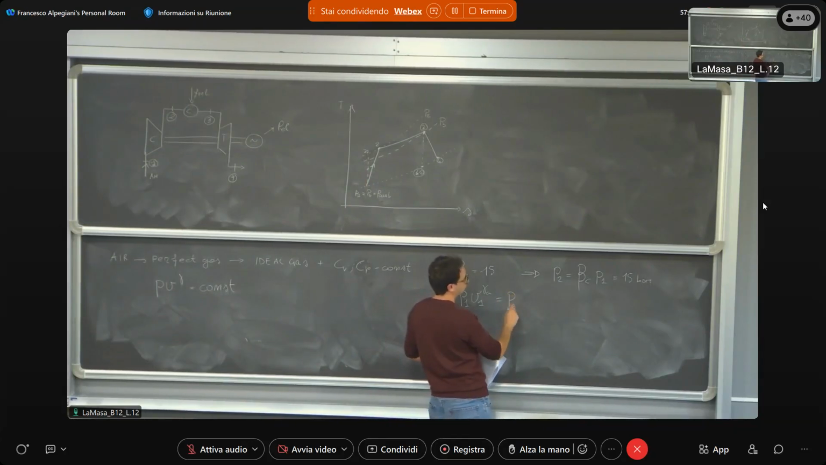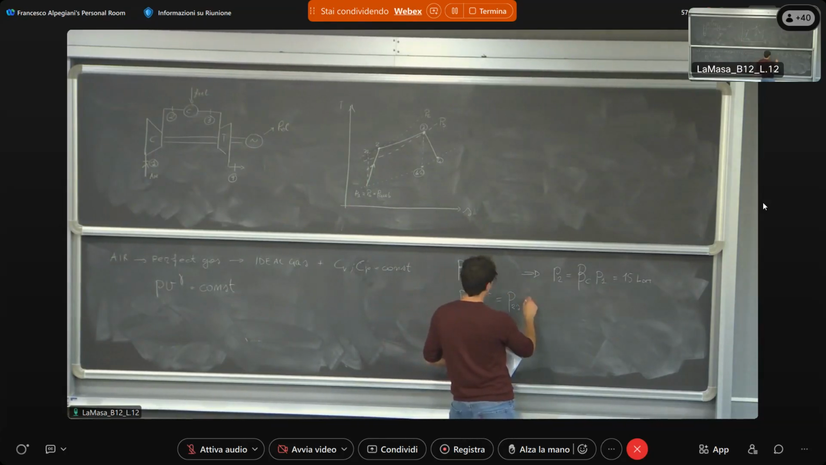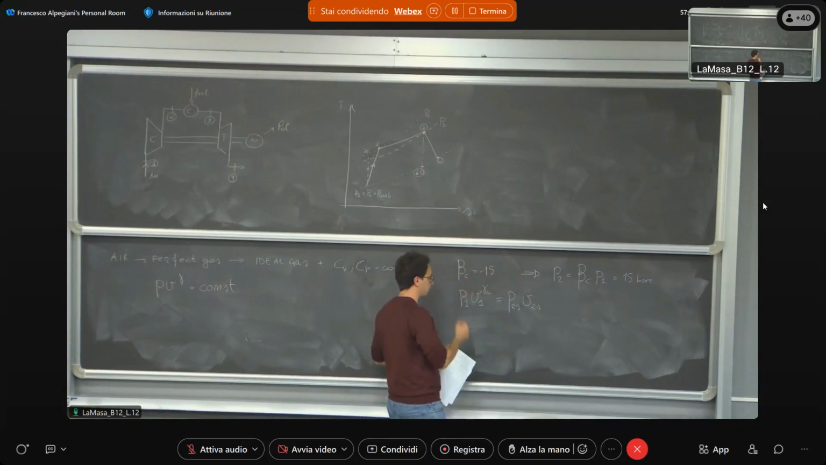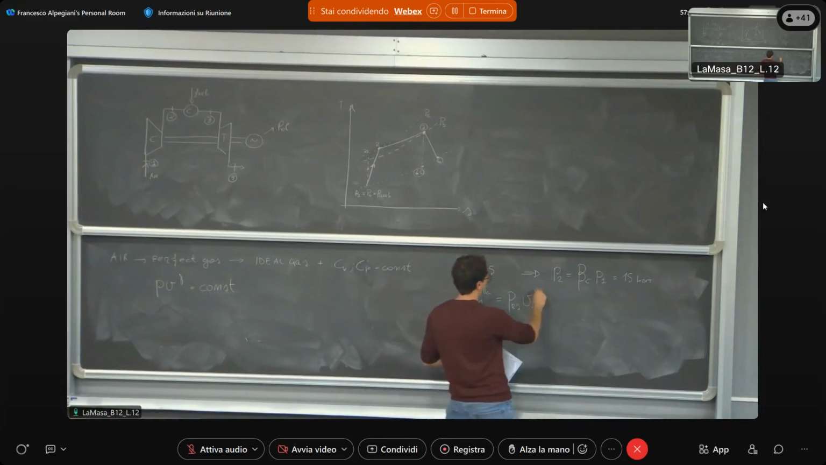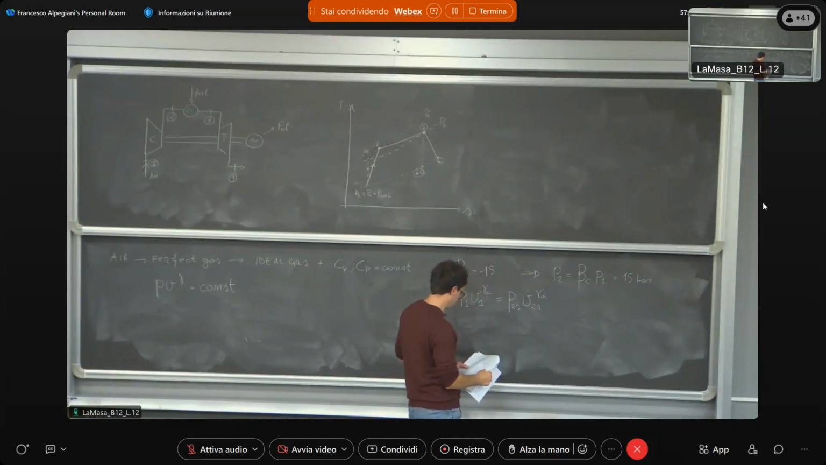So we use this formula for the point 2s. So P2 is equal to P2s, so here we can write P2 or P2s, it is the same. And then we multiply by the specific volume in the point 2s, at the power always of the same fluid, which is air, so the power of gamma air.